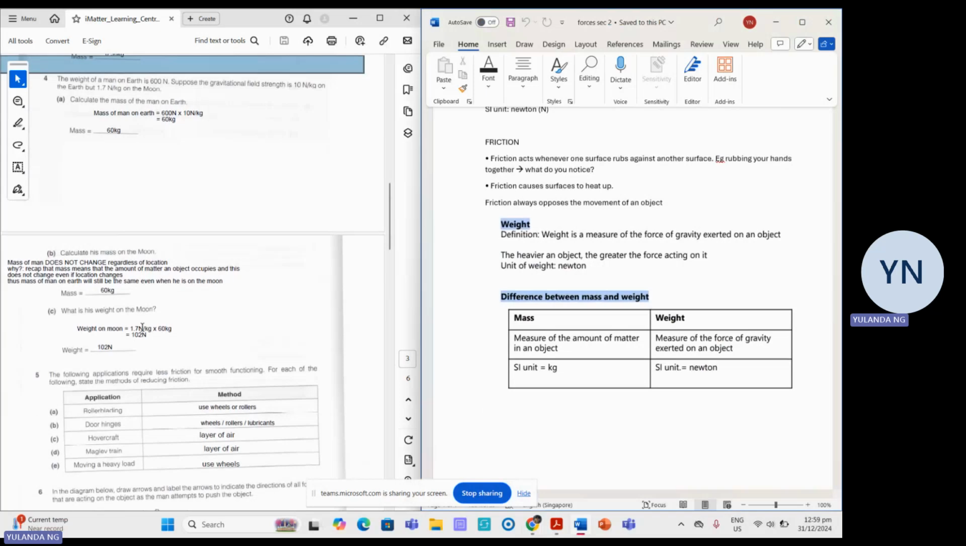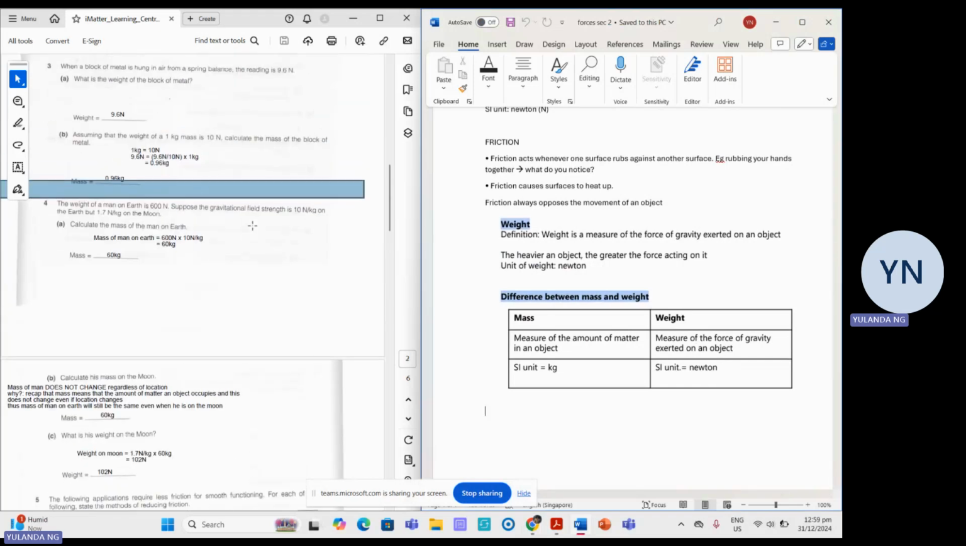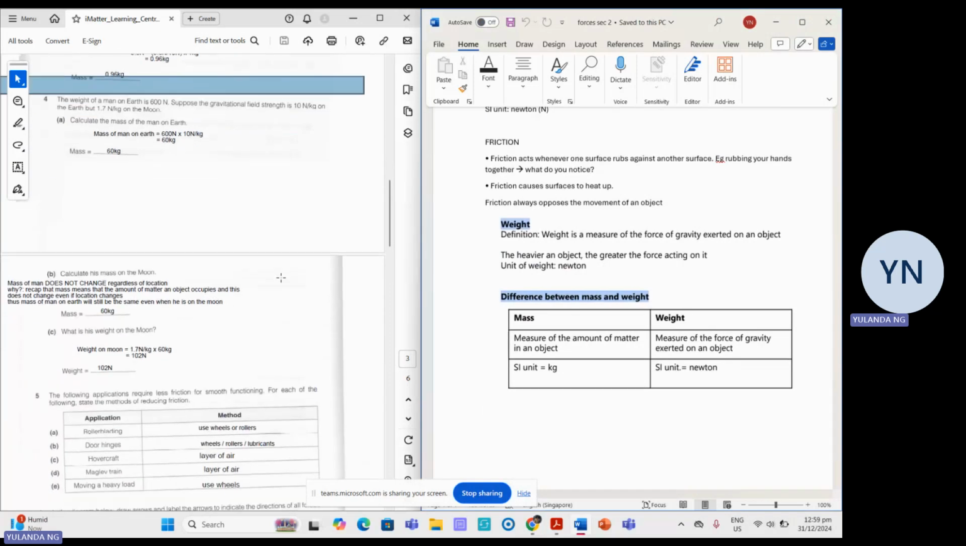So thus the mass of the man will still be the same, and your answer will be 60 kg, which is the same over here. Weight on the moon. Your weight changes. Why? Look back at the definition of weight. What is weight? Measure of force of gravity exerted. Your weight changes because look at the gravitational field strength. 10 newtons per kg on Earth, 1.7 newtons per kg on the moon is different. Therefore your weight will change. So calculate the weight. It should give you 102 newtons.